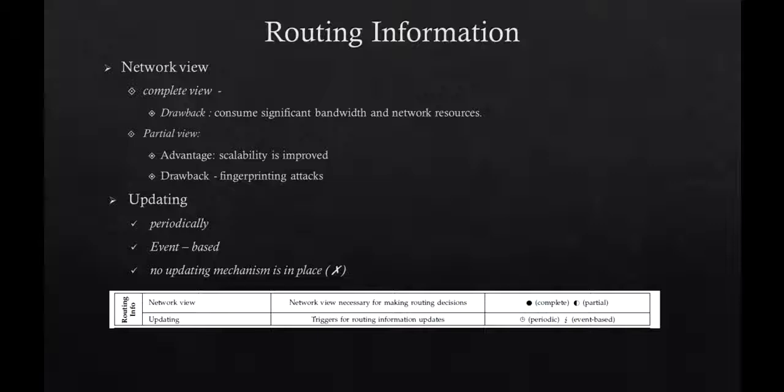Updating. It is characterized into three: periodically, event-based, and no update. Updating is when the routing information is updated, and the frequency is collected. Here, the frequency count that is taken should be periodic, event-based or no update. Periodically, the routing information is updated at predefined time intervals. Event-based updates are triggered by events. And for no updates, if you don't have any updates, you just represent it by an X mark. So the symbols are given below.